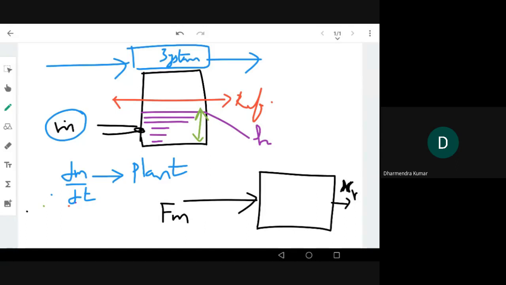Now let's take some more examples so that we are familiar with the same thing.